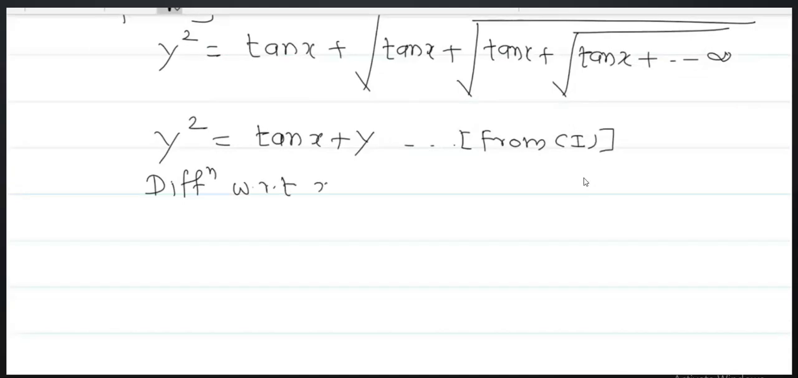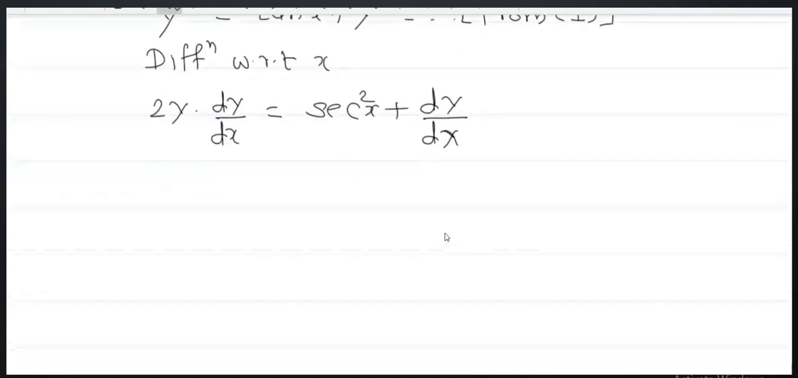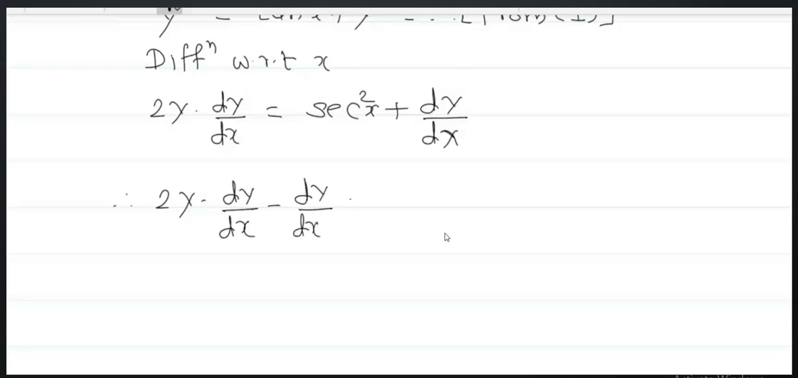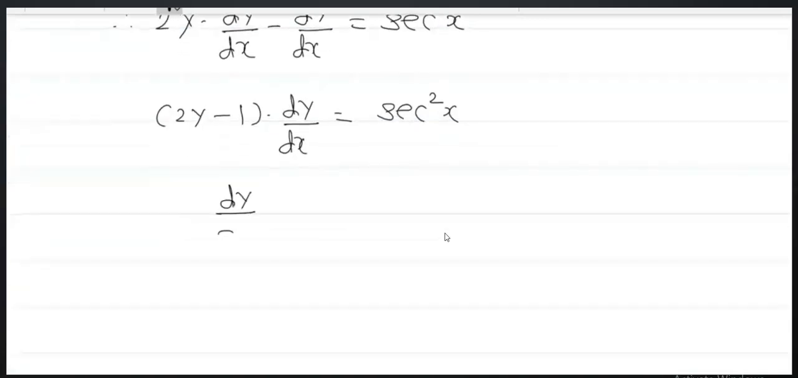Now differentiate this with respect to x. Derivative of y square is 2y into dy by dx, and derivative of tan x is sec square x and derivative of y is dy by dx. Collect the terms of the dy by dx. Therefore, you will get 2y into dy by dx minus dy by dx is equal to sec square x. Therefore, (2y minus 1) into dy by dx is equal to sec square x. Therefore, dy by dx is equal to sec square x upon 2y minus 1.